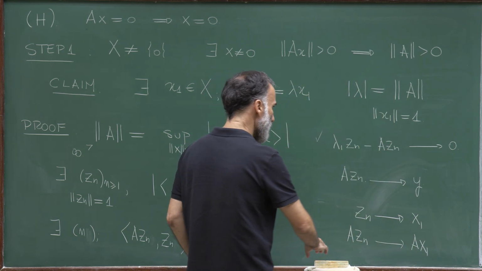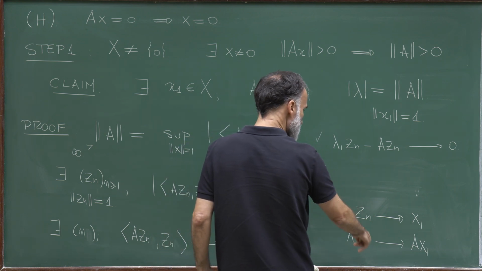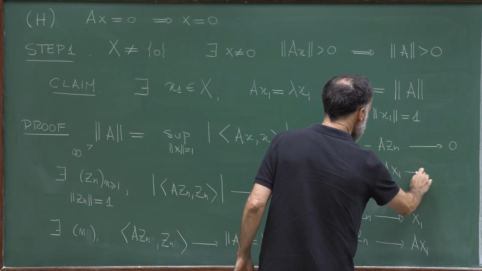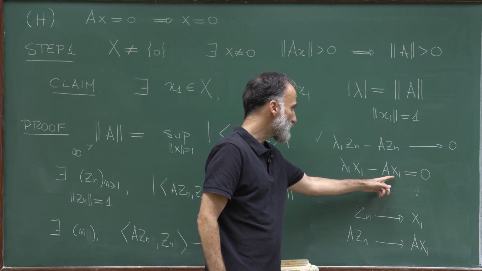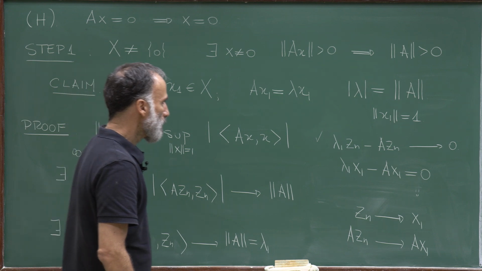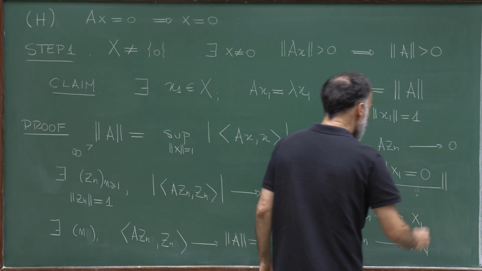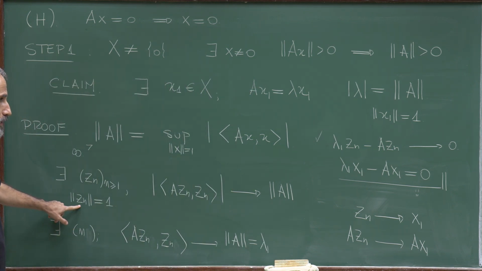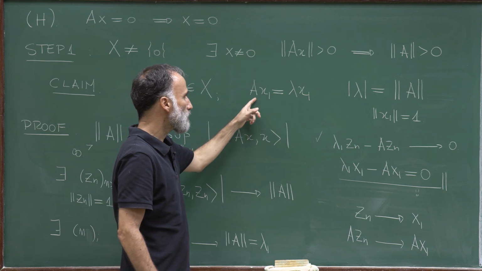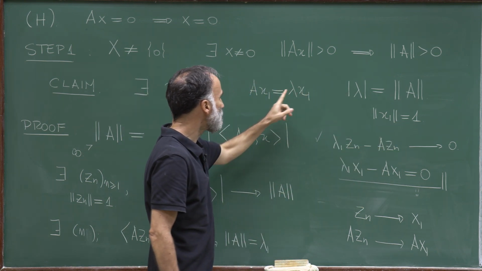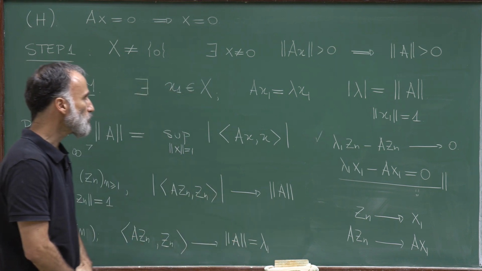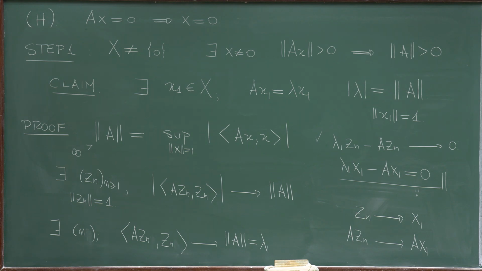And from this limit, since Zn is converging to x1, we get that lambda 1 x1 minus A x1 is equal to 0, which means that x1 is an eigenfunction of A associated to the eigenvalue lambda 1. x1 has norm equal to 1 because Zn has norm equal to 1. So we proved exactly the claim. We proved that there exists an x1, which is an eigenfunction, whose norm is equal to 1, and the eigenvalue associated to this eigenfunction has absolute value equal to the norm of A. So this completes the proof of step 1.